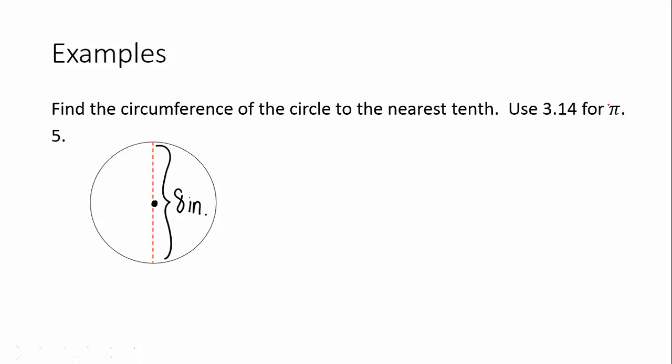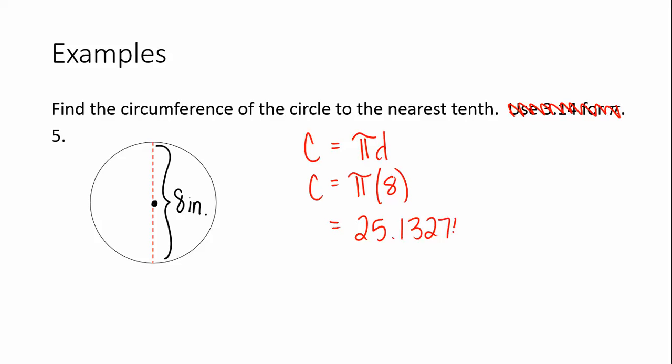Now I have you finding the circumference of the circle, but this time I'm giving you the diameter. So we're going to use the formula for circumference that has diameter. C equals pi d. So we plug in the diameter, 8. And so in our calculator, we type in pi times 8, and we get 25.13274123. And if we round that to the nearest tenth, it's 25.1 inches.